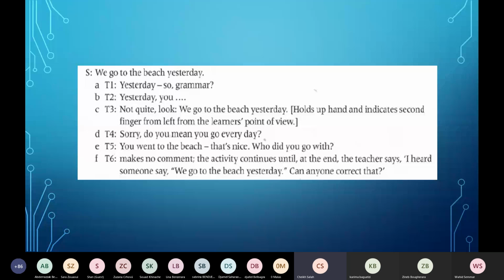lets the activity continue until the end. The teacher says, I heard someone say, we go to the beach yesterday. Can anyone correct that? So grab the attention of everybody at the end, give it two minutes of reflection, and give all the students the ability to rethink the answer. So I want your opinions, guys. Which one do you think you should be using for this type of situation, and why? Okay, maybe I have Jalal Bilbagara.